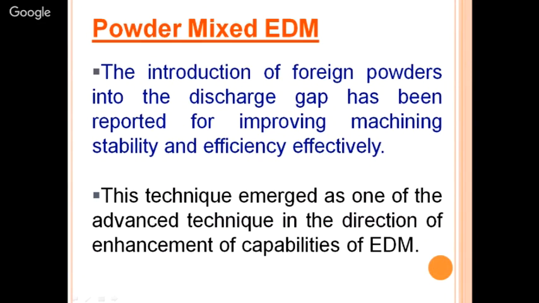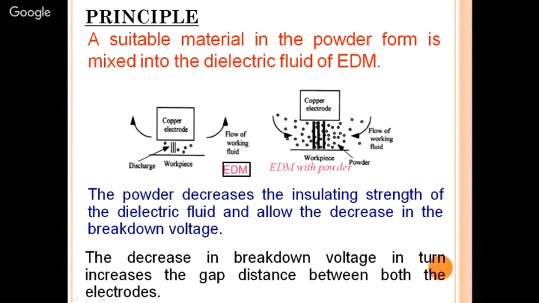The introduction of powder into the discharge gap has been reported to improve the machining stability and efficiency effectively. So this technique emerged as one of the advanced techniques for enhancing the capabilities of the EDM process. In this process, a suitable material in powder form is mixed into the dielectric fluid of the EDM. As a result, what happens? The insulating strength of the dielectric fluid decreases, and it allows a decrease in the breakdown voltage. The decrease in the breakdown voltage in turn increases the gap distance between both the electrodes.